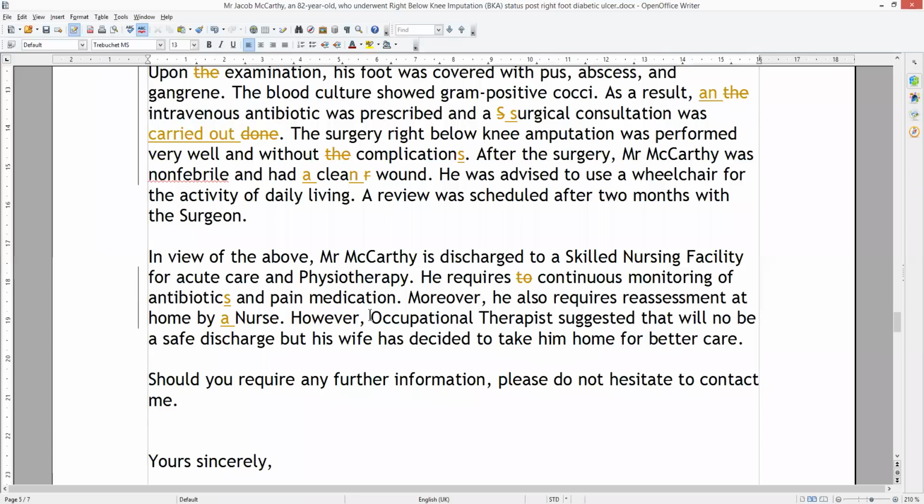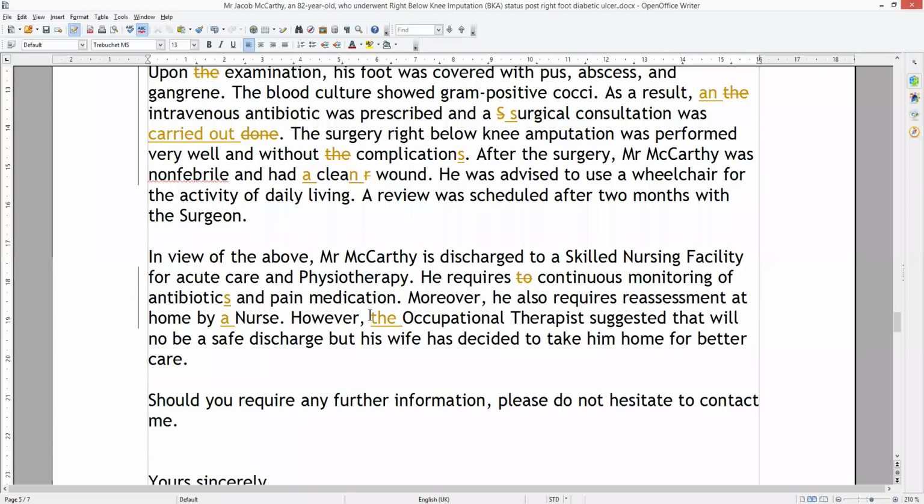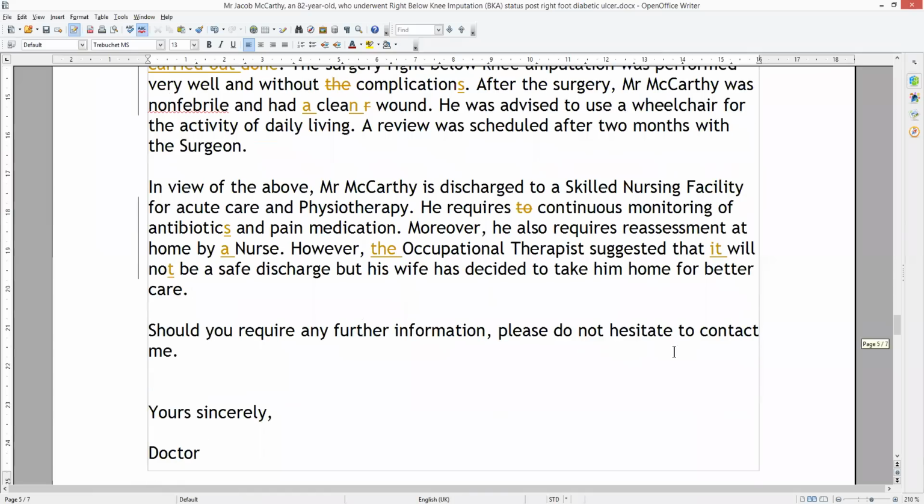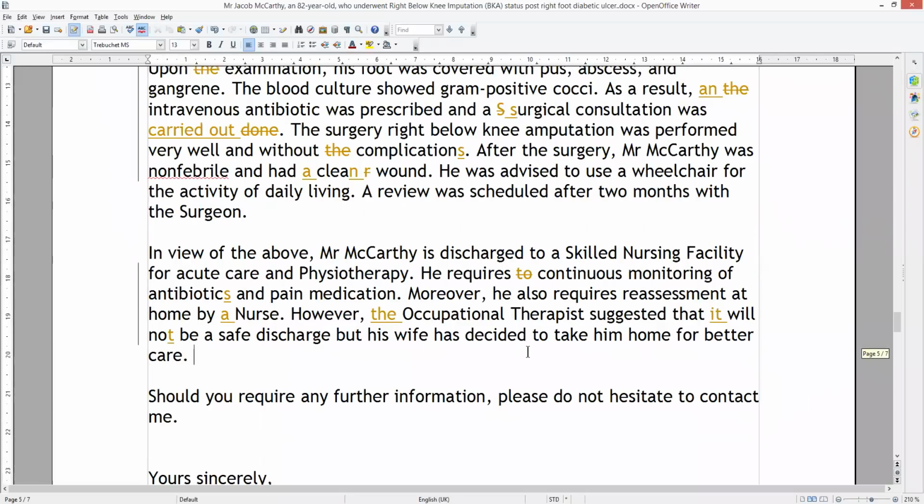However, now I would put a definite article here because it's a particular occupational therapist. So it's not been mentioned before, but in the case notes it says that it has been assessed. The occupational therapist suggested that it will not be a safe discharge, but his wife has decided to take him home for better care. So we need to, okay. Should you not hesitate to contact me, yours sincerely.